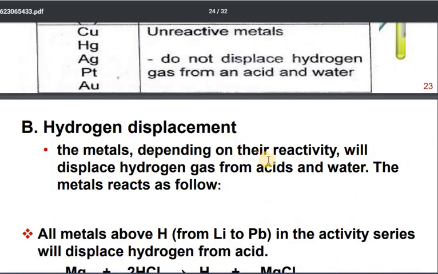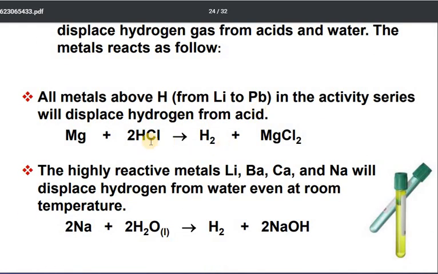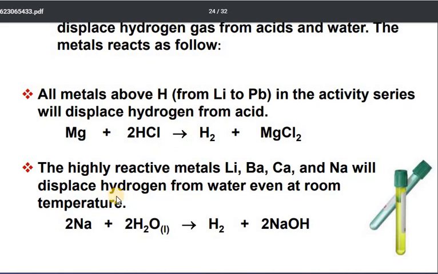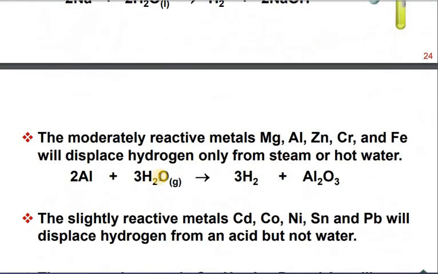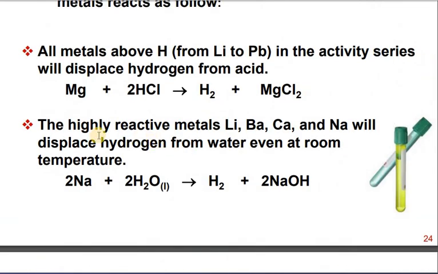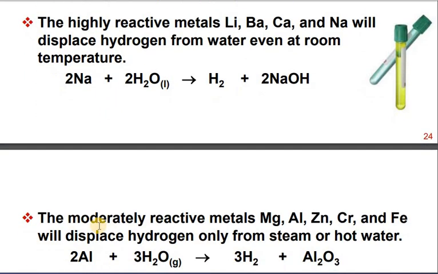Hydrogen displacement: first was metal displacement, second is hydrogen displacement. This we have already done. Metal plus acid gives metal salt and hydrogen gas. Similarly, sodium plus water also releases hydrogen gas and NaOH. Instead of salt it is NaOH. Similarly, aluminium plus water gives aluminium oxide and hydrogen. This is moderate reactivity. What is the meaning of moderate reactivity? Magnesium is more reactive than sodium and sodium is more reactive than aluminium.